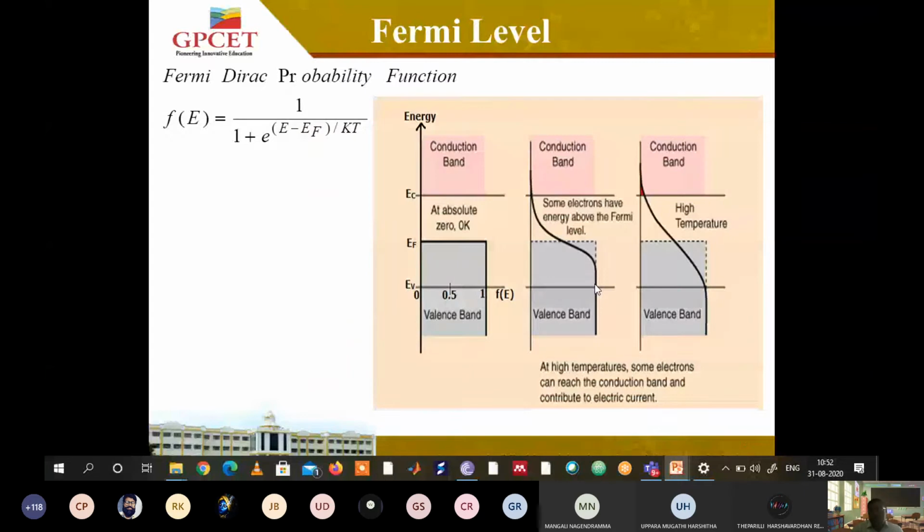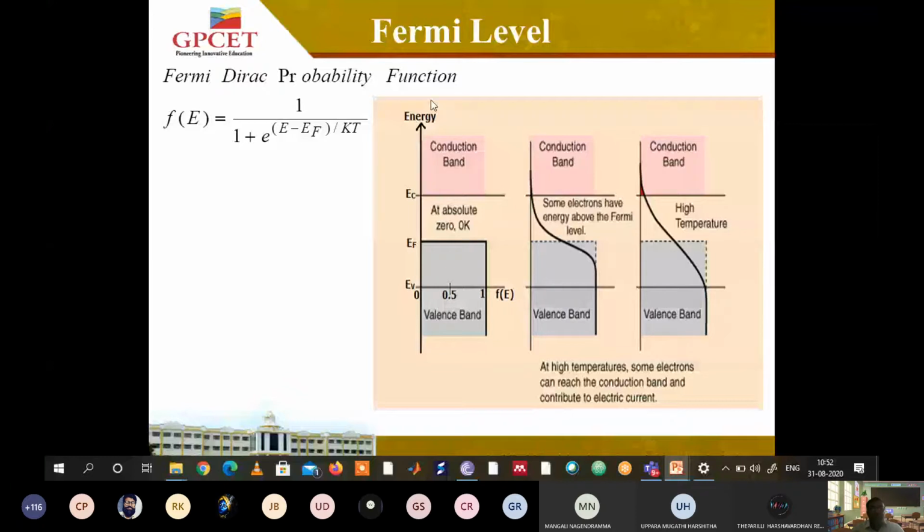Now, let us go with another topic, which is a simple topic called Fermi level. You might have heard already what the Fermi level is in engineering physics or in intermediate. What is actually a Fermi level? See this structure. We have already explained the structure here.